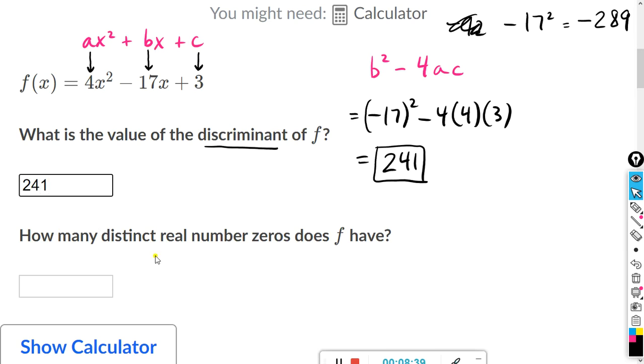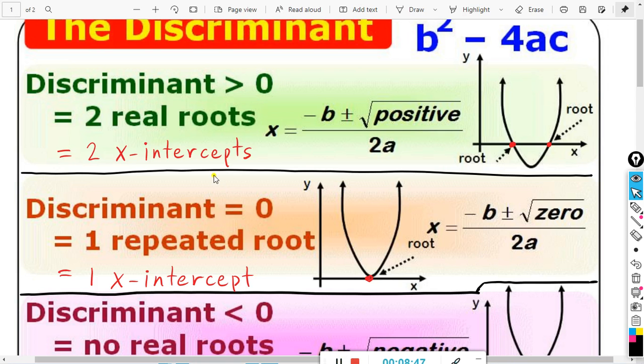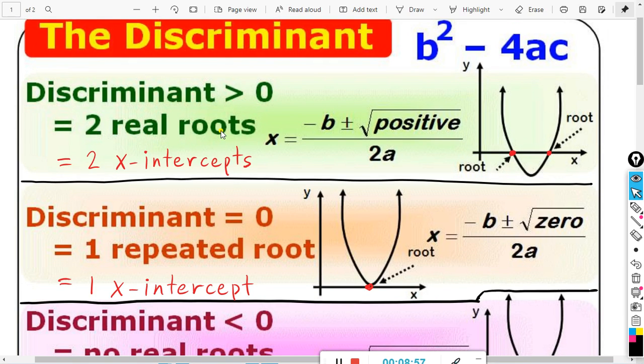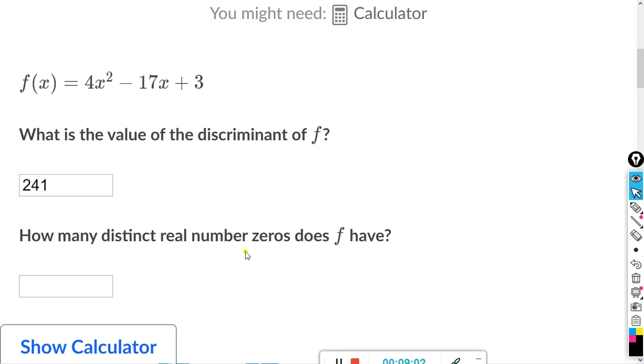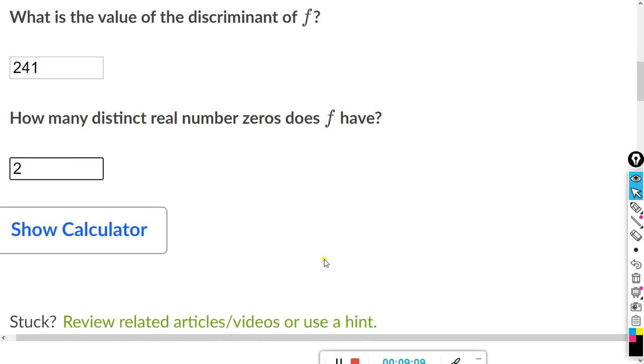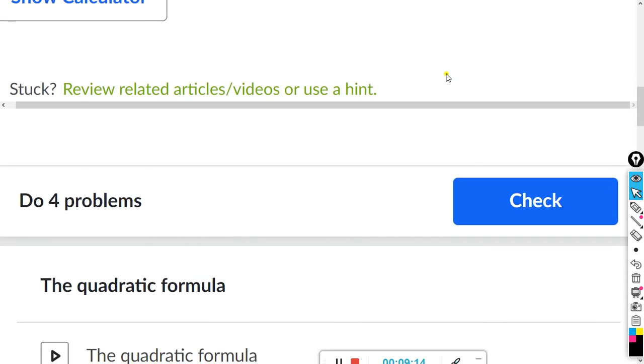And they ask, how many distinct real number zeros does f have? Let's go back to our chart. The discriminant was 241, so it's positive. It's greater than 0. That means we have two real roots, or you can say two real solutions, same thing, or you can say two real zeros, same thing. Remember, roots, solutions, zeros, they're all the same. So I just used the formula.